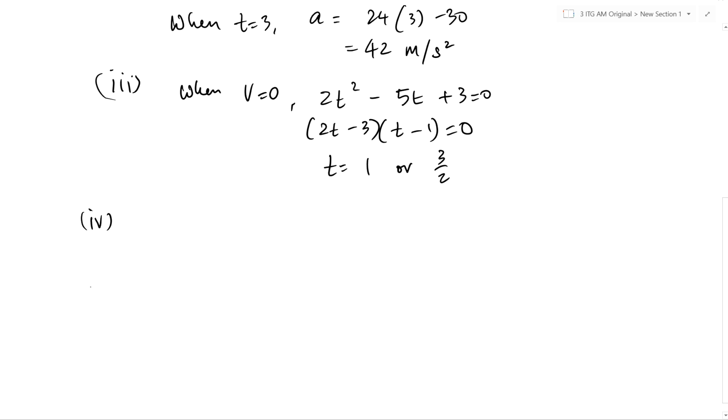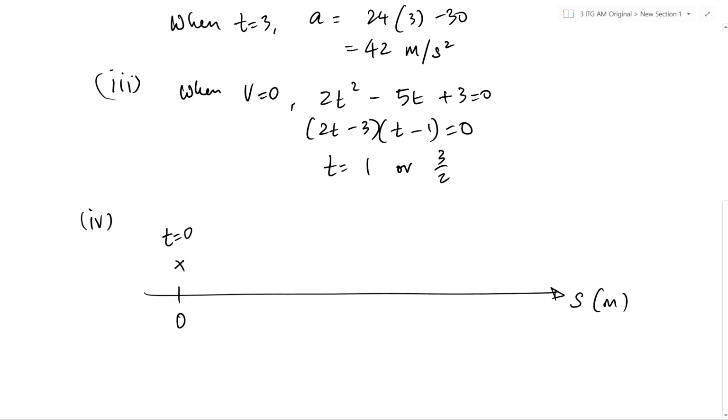Part 4. For this type of question, this is what you are encouraged to do. You draw a horizontal axis. We will call this displacement. Instead of visualizing it by time, we visualize by displacement. So this is in meters. At time equals 0, what was its displacement? 0. So over here, this is the displacement 0. So let us draw our particle over here. We label it as time equals 0.